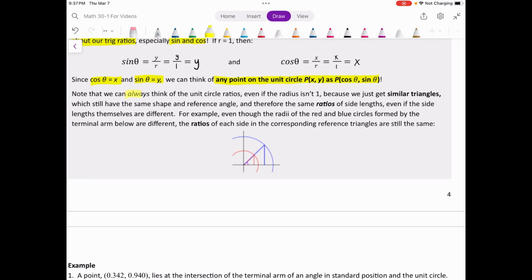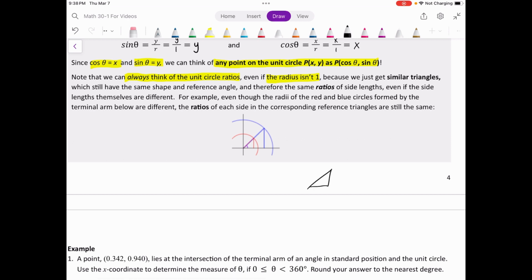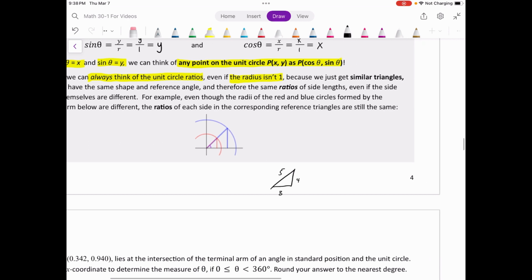Well, even if our final answer isn't the actual unit circle values, we can always think of the unit circle ratios even when our radius isn't 1. Because remember, the ratios hold for all similar triangles, right? Like we talked about earlier. You could do a 3, 4, 5. And yes, this triangle might be individually, each side is twice as big, but all of the ratios are the same, right? The ratio of 3 to 4 is the same as the ratio of 6 to 8, for example, right?